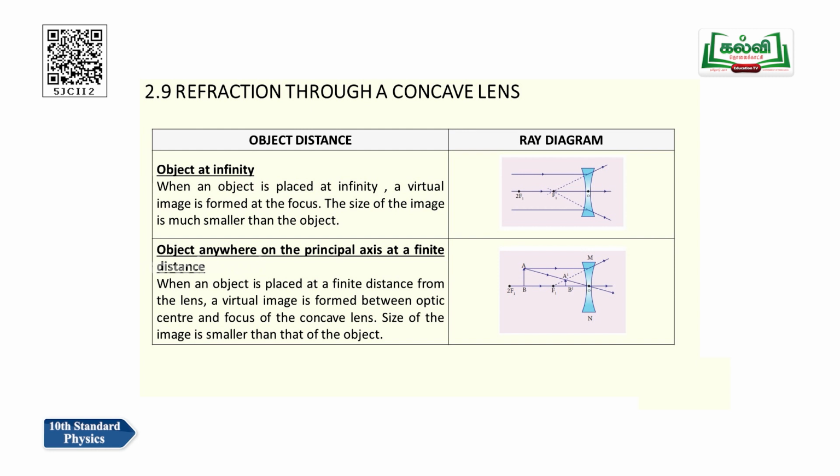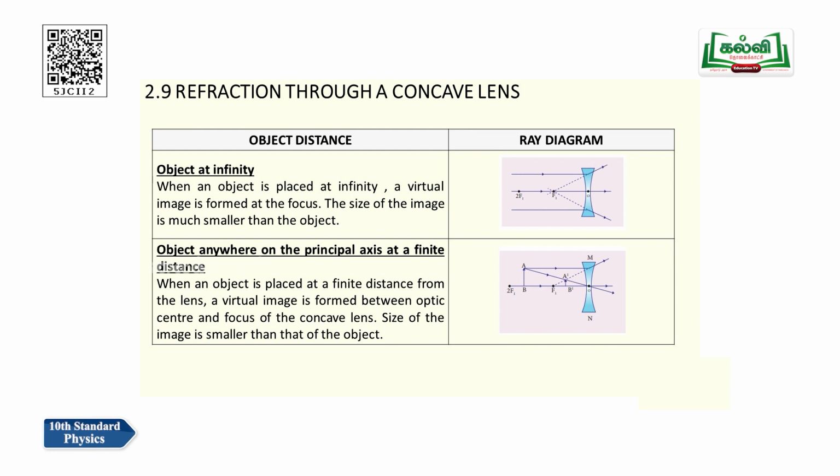You see the diagram, the rays parallel to the principal axis. After refraction, the rays are diverted, we are extending the lines on the same side of the object, and it falls at the principal focus F. So, we are marking the principal focus at that point, that is called principal focus. If the object is placed at infinity, the size of the image is very, very small, and we are getting the image on the same side of the object.